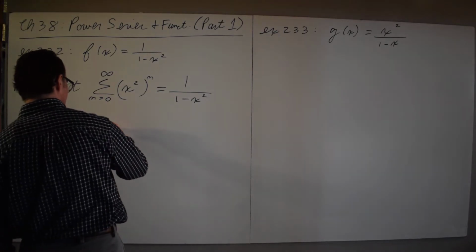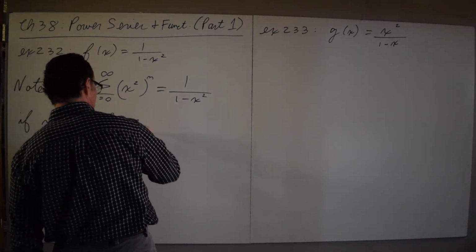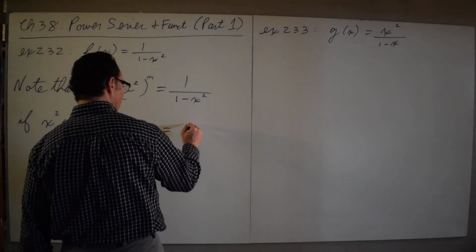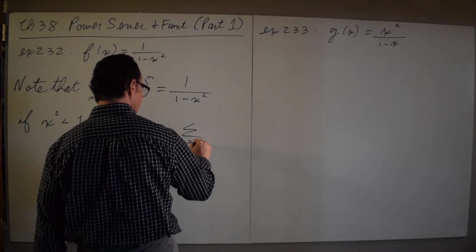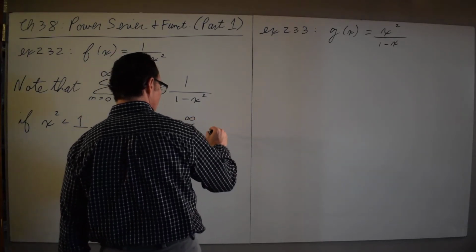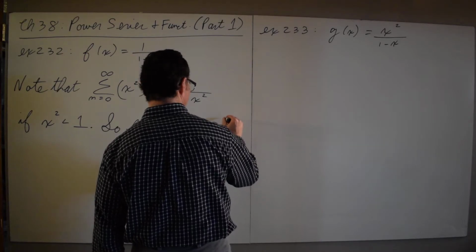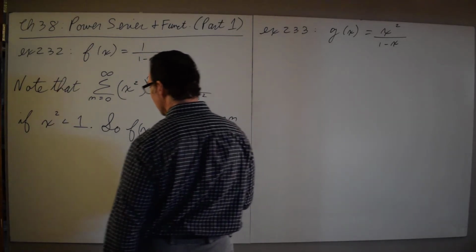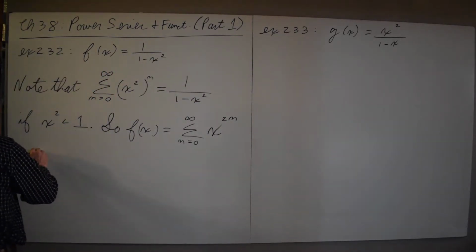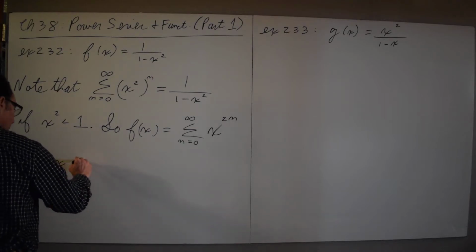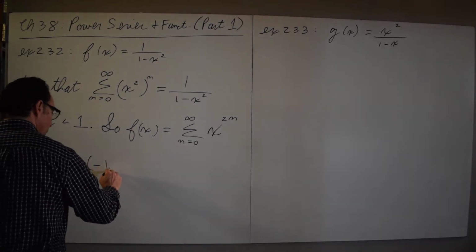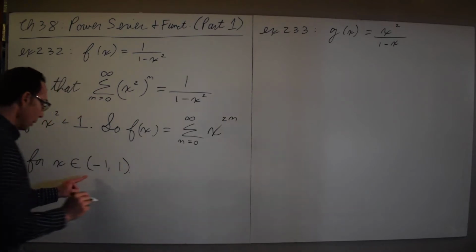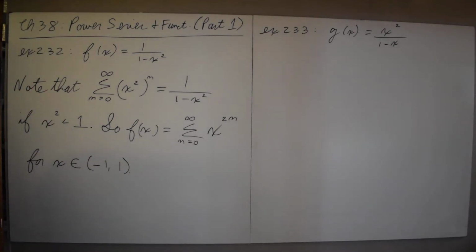So f of x is the sum n equals 0 to infinity of x to the 2n for x in the open interval -1 to 1.